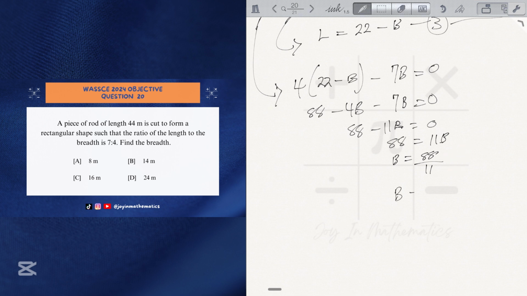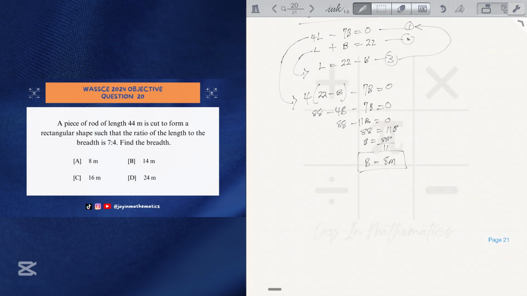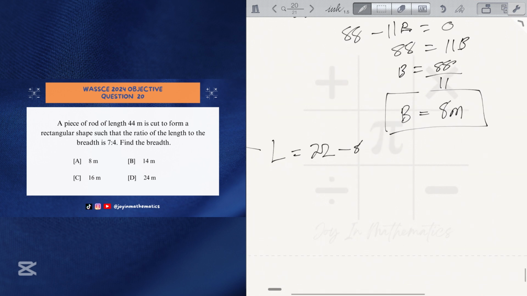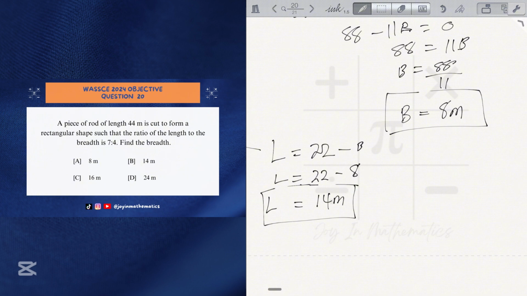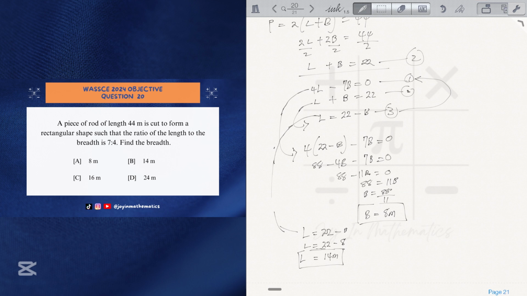So we have the breadth to be equal to 8 meters. We can also evaluate the length. If the breadth is 8 meters, then the length is equal to 22 minus B, so 22 minus 8. Therefore, our length is equal to 14 meters. So we have B equal to 8 meters, length equal to 14 meters. The question says find the breadth, and the breadth is equal to 8 meters, which is option A.